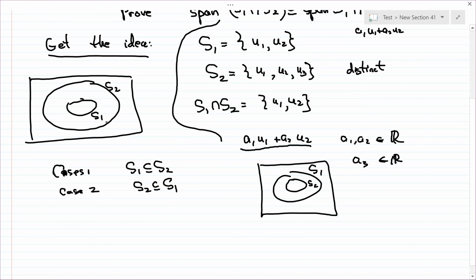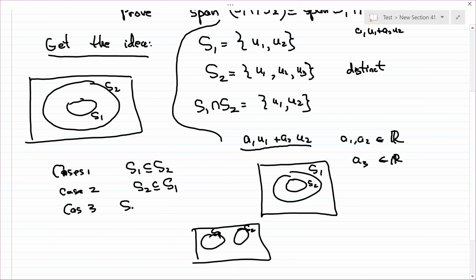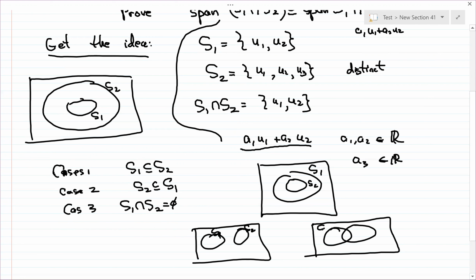Okay. So what's left? Well, I suppose they could look like this. They could have nothing in common. That would probably be my case 3. S1 intersection S2 is empty. And then what's left? What's left is they intersect, but they're not contained in each other. So then I think the other case left to deal with is this one.